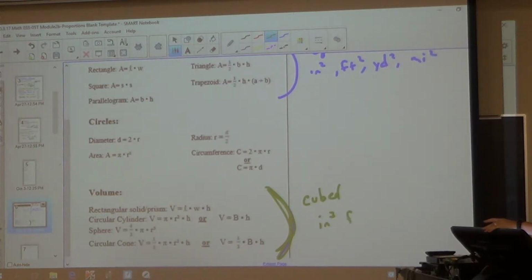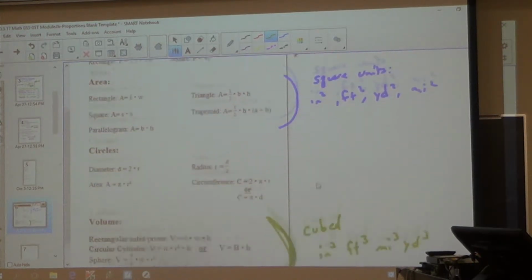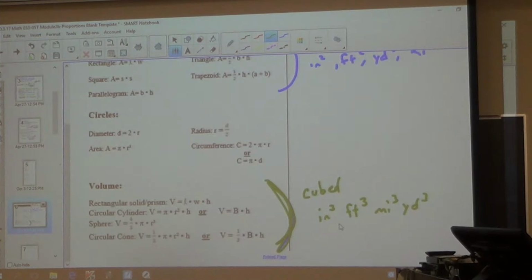Inches to the third, feet to the third, miles to the third, yards to the third. Okay? How many boxes? Those are cubes. They hold stuff. They're three-dimensional. So, it's to the first power, to the second power, to the third power. I kind of put it in order on the sheet for you. Y'all with me? Go back up again.